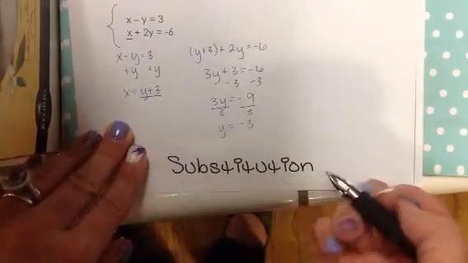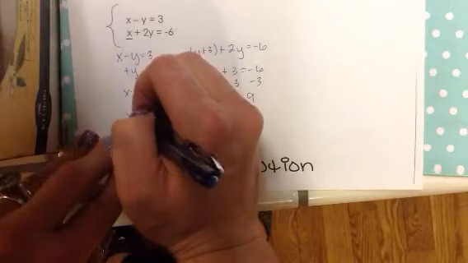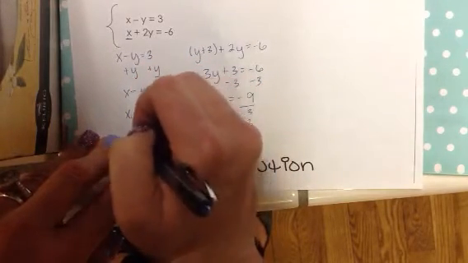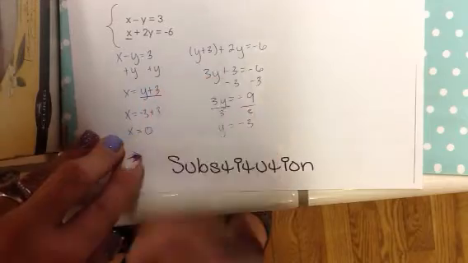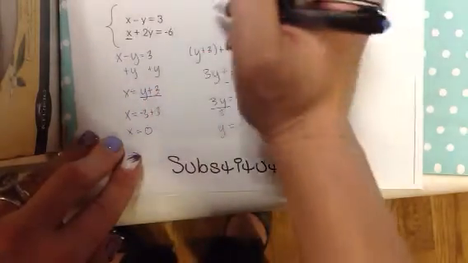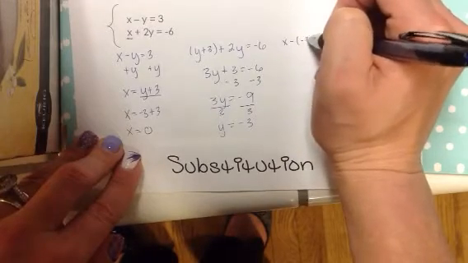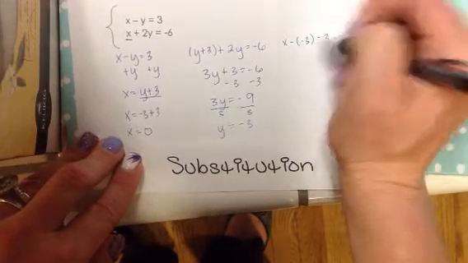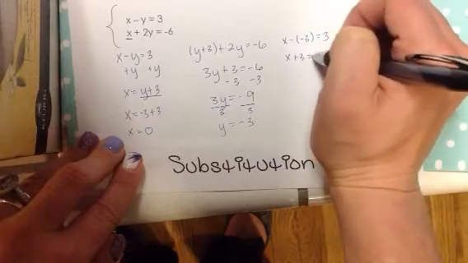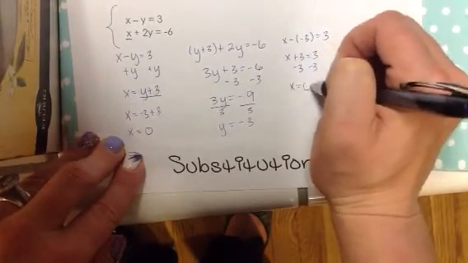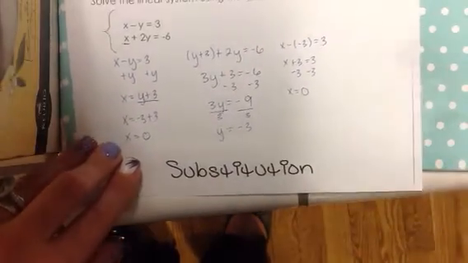So let's try both ways and make sure we come up with the same answer. If I plug it into this one, I get x equals 0. If I plug it into the first equation, I get x minus a negative 3 equals 3. That becomes x plus 3 equals 3. And I subtract 3 from both sides, and I still get x equals 0. So I think it's pretty safe to say x equals 0.